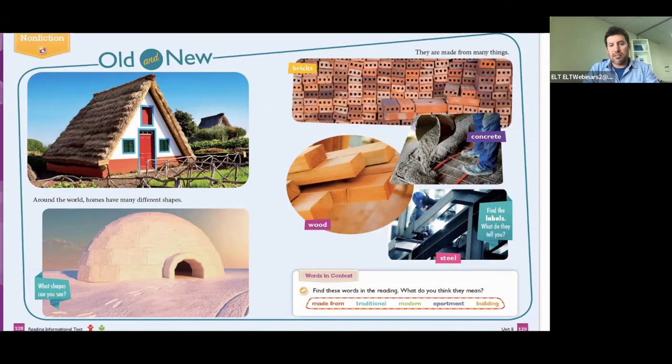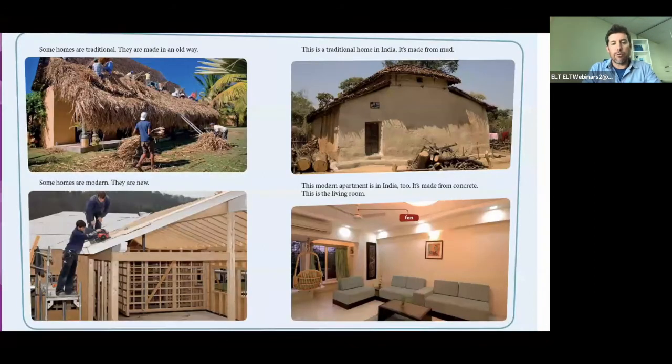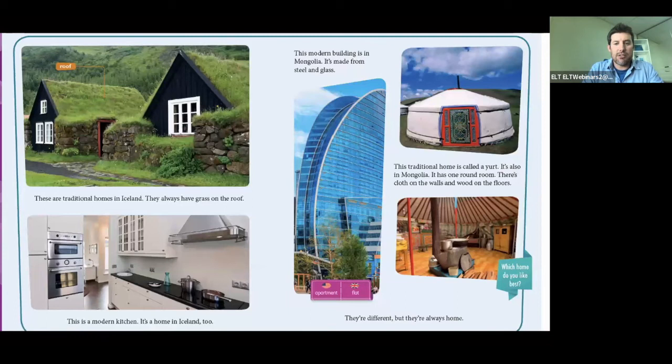We've then got the text. Again, we can see our words in contexts. We go through the readings themselves, looking at different types of homes. Again, the last page. So they're all different, but they're always home. And Global Stage is neither, I would say, British or American. It gives us both examples. So students can learn the differences between American and British vocabularies.